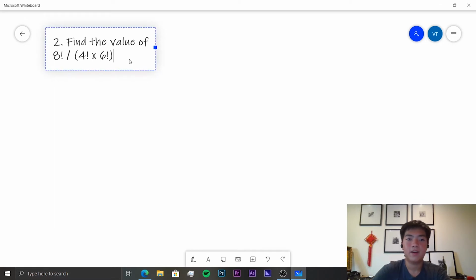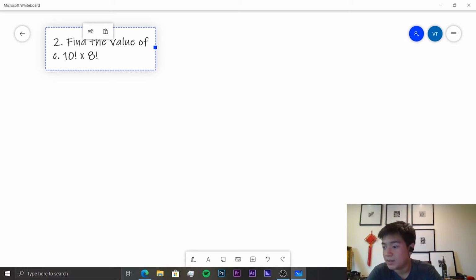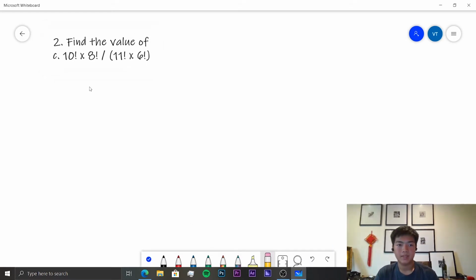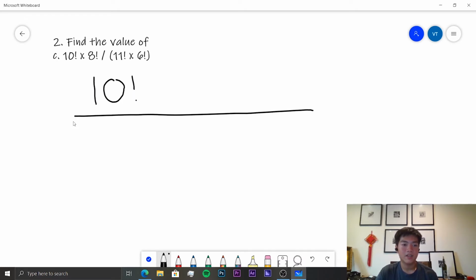And we have to find the value of, skip to C, 10 factorial times 8 factorial divided by 11 factorial times 6 factorial. I'll teach you another trick with these. So we know we have 10 factorial at the top, and we also know that 11 factorial is equal to 11 times 10 factorial, since 10 factorial is 10 times 9 times 8 until 1, and to get 11 factorial from 10, we just multiply by 11.